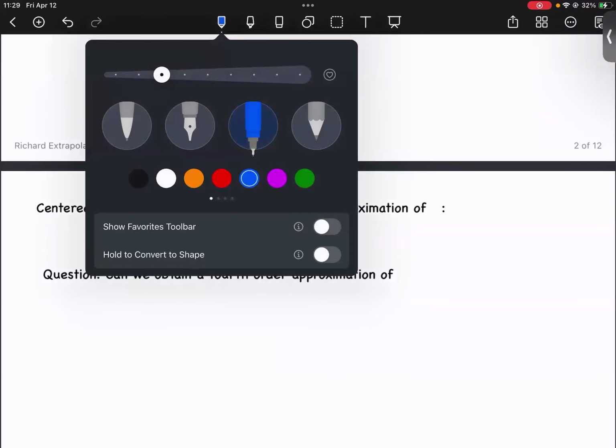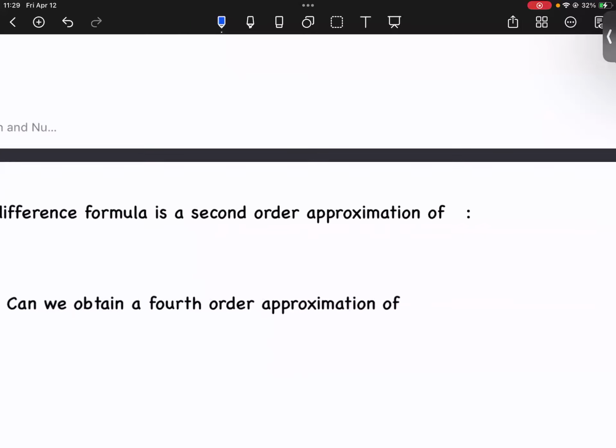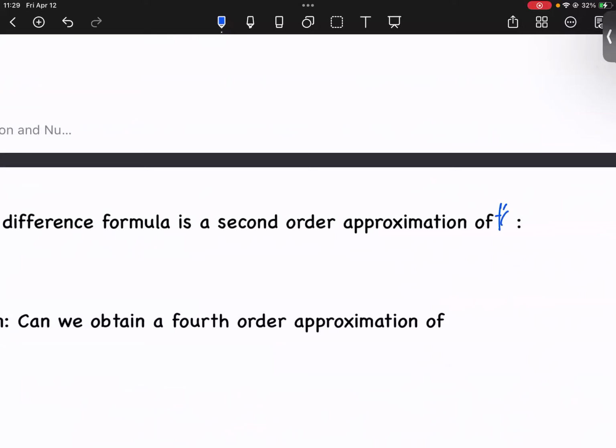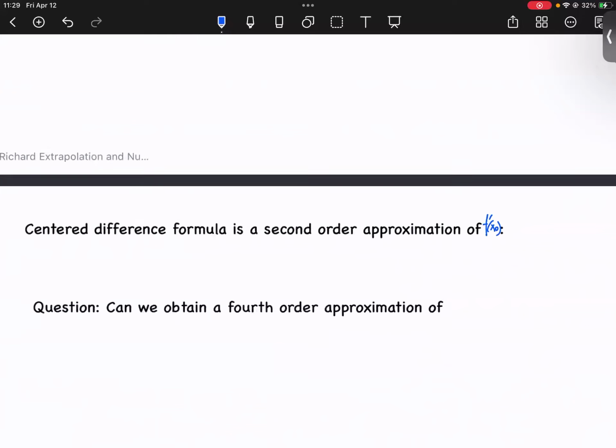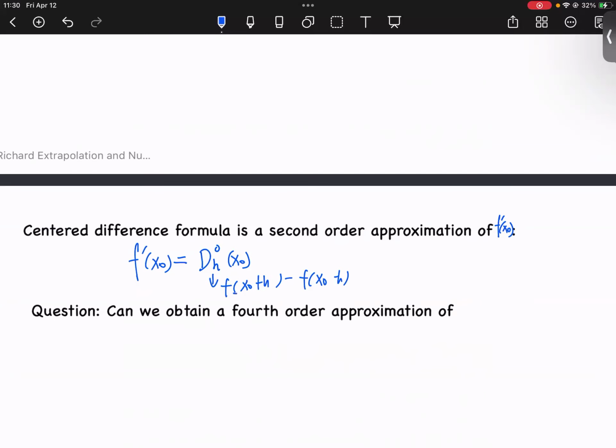So let's recall what we have here. The standard difference formula is an approximation of the first derivative. This first derivative is written in this way. So this is the exact value, and this is the standard difference formula. The standard difference formula is just f(x0 plus h) minus f(x0 minus h). I'm going to just use the notations to denote the formula here, but this is what the notations mean.